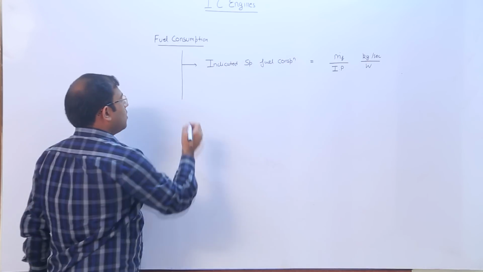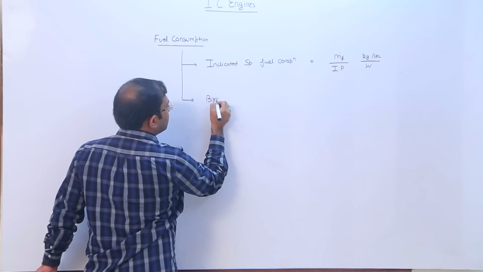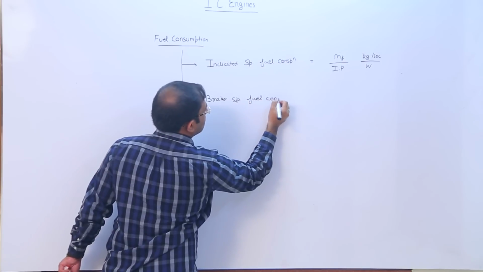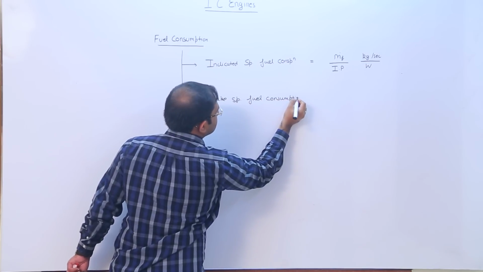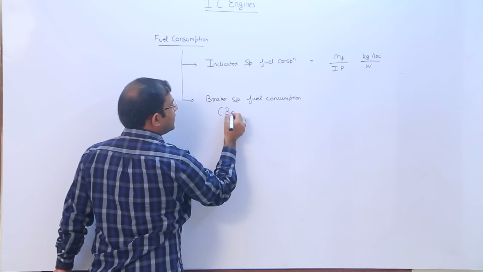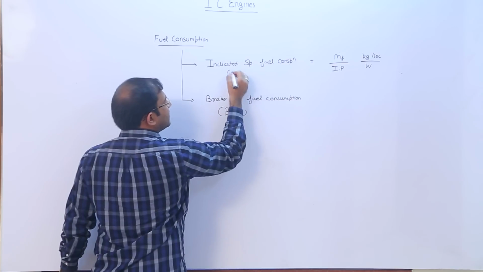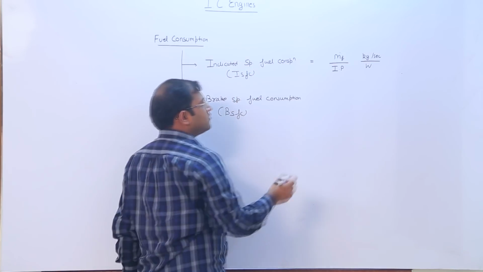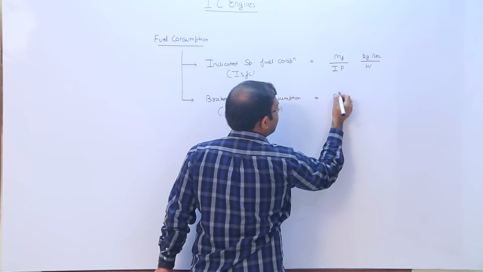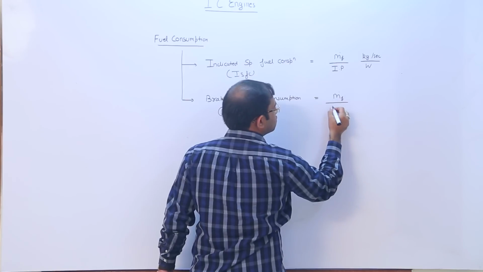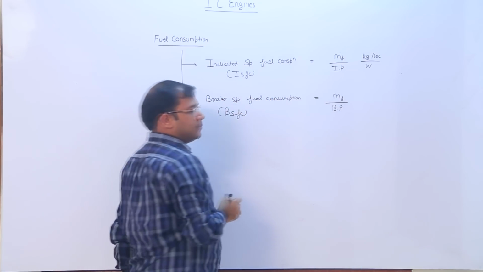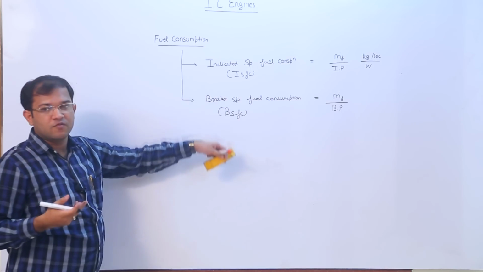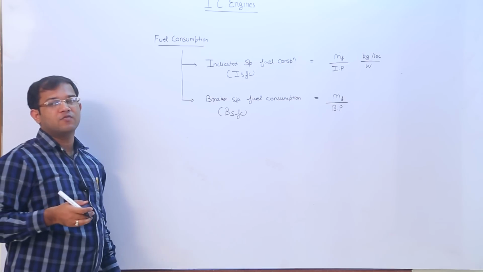Is it okay? Now, what is your brake specific fuel consumption? It is represented by BSFC, and indicated specific fuel consumption is represented by ISFC. Brake specific fuel consumption, that means m dot f used to produce brake power BP. This is our fuel consumption: indicated specific fuel consumption and brake specific fuel consumption.